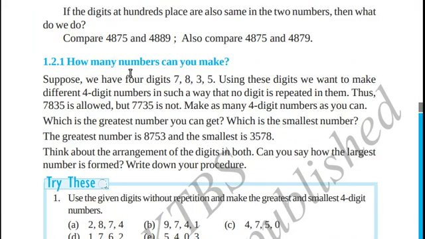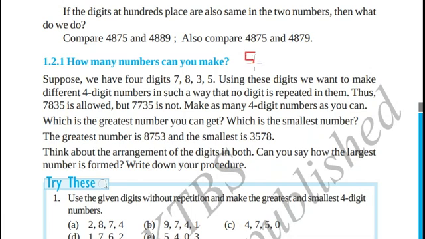How many numbers can you make? Suppose we have 4 digits 7835. Using these digits we want to make different 4-digit numbers in such a way that no digit is repeated. With these numbers we cannot write a number in such a way that digits are repeating. This is invalid because 3 is repeated.